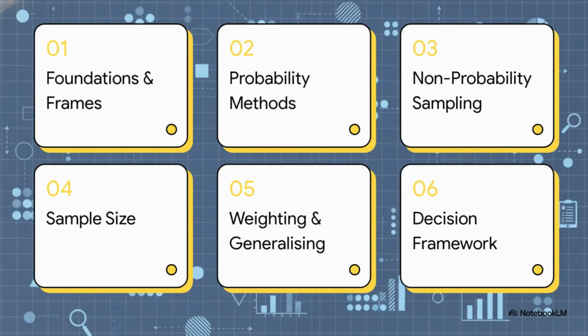So here is our roadmap for the explainer today. We're going to systematically work our way from the ground up. We'll start with foundations and frames, move into probability methods, then non-probability techniques, determining sample size, weighting and generalizability, and we will wrap it all up with a practical sampling decision framework.